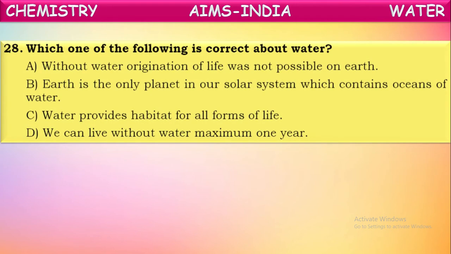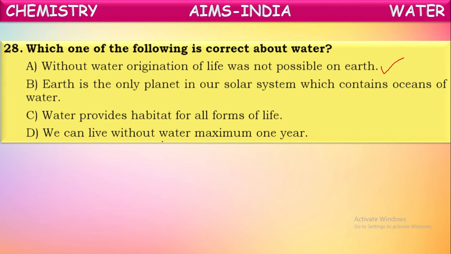Next one, which one of the following is correct about water? Some statements are given about water here. Let us find which are correct. See the first one, without water, origination of life was not possible on the earth. Yes, origination of life means survival of the living beings. Without water it is not possible. Is it correct? Yes, without water, life is not possible. We cannot survive without water. It is a must.